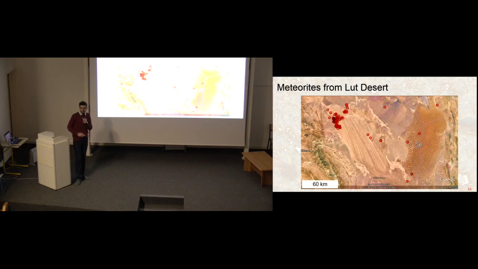Before starting this study, there was only almost one possible meteorite from the Lut Desert. And now we have hundreds of meteorites from Lut Desert because of this study, so more meteorites are being found. As you can see, the majority of these meteorites are in the northwestern side of the kalut structure. In the other part, I'm going to talk about more details of what type of meteorites these meteorites from kalut are.